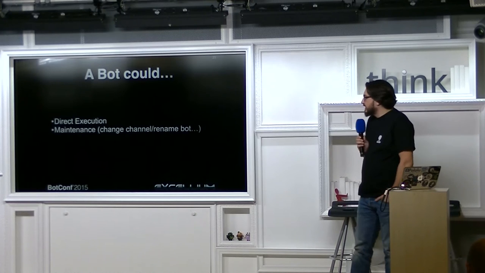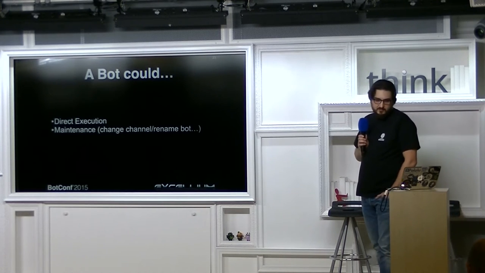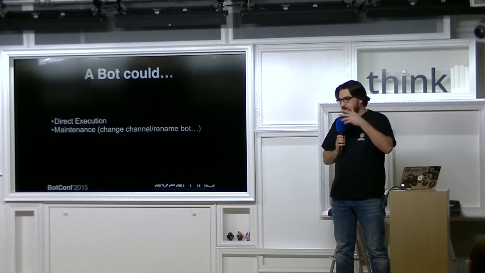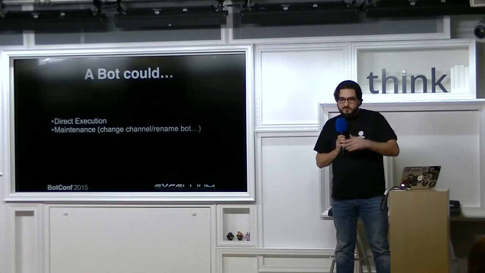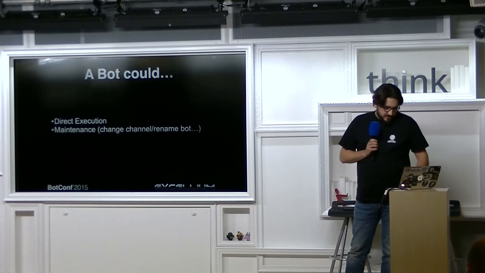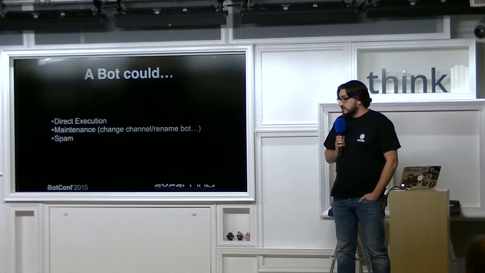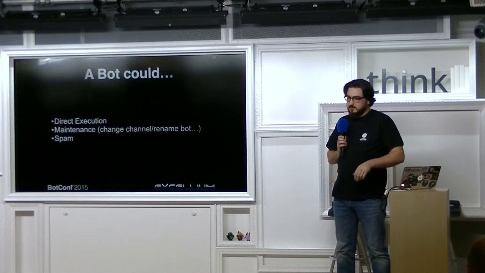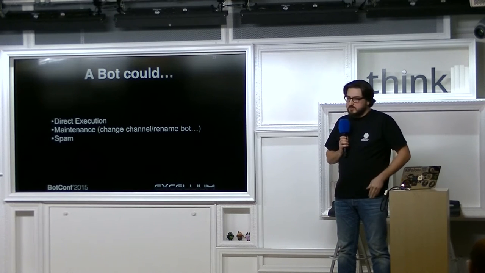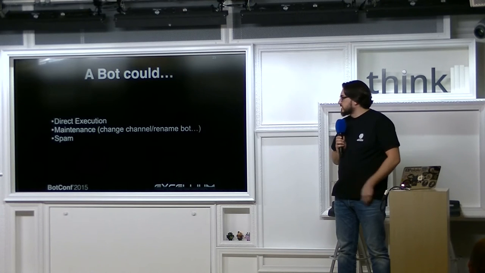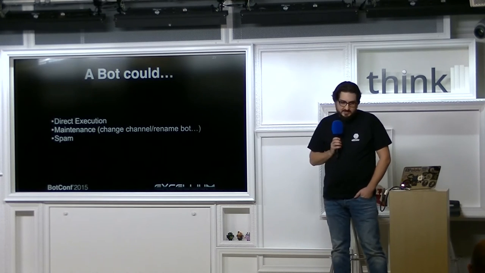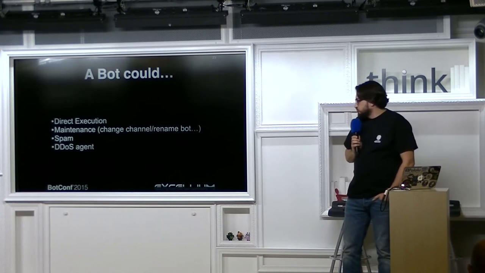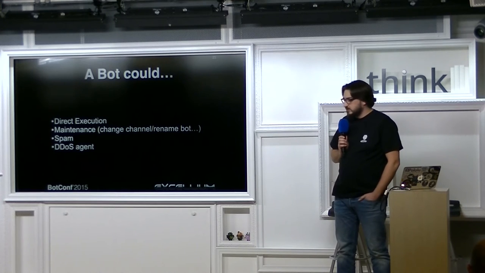You may have some maintenance commands, so you could change the name of the bot. You could change the channel because it's IRC, so you have a lot of channels, you connect where you want. You could even change the IRC server, so you could maintain your botnet. You have some spam. It's really easy to send spam with that. You have commands where you give a bunch of emails and a source body, and it sends a lot of spam. That's possible with this kind of botnet. And you have a DDoS agent, at least on most samples of the botnet.